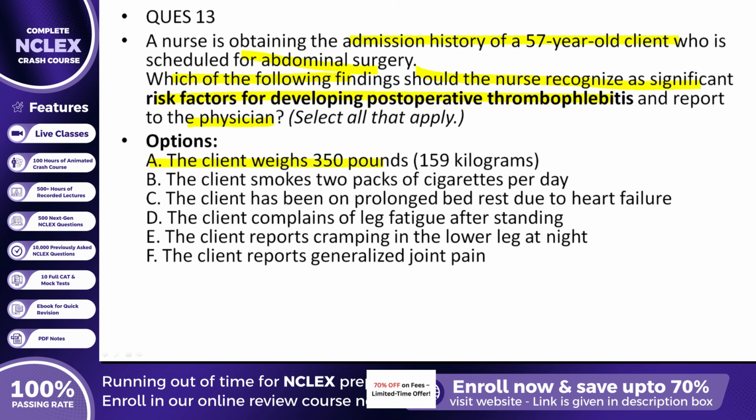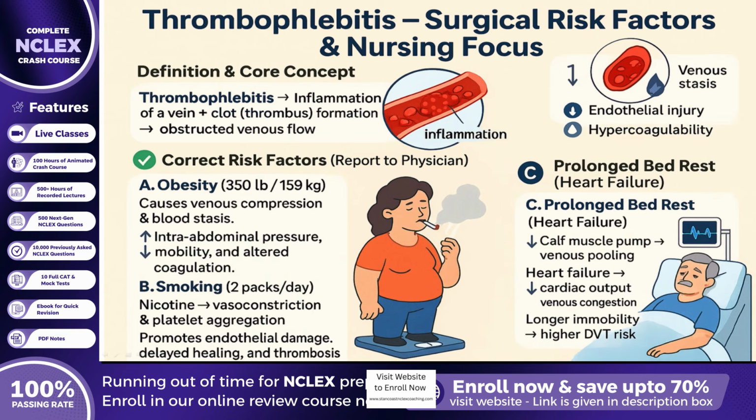Now, let us explore the reasoning behind these correct answers in depth. Thrombophlebitis refers to an inflammatory condition of a vein accompanied by thrombus, or clot, formation that partially or completely blocks venous blood flow. It is most frequently seen in the deep veins of the lower extremities and is a major post-operative concern due to the combined effects of venous stasis, endothelial injury, and hypercoagulability, collectively known as Virchow's triad. Factors such as surgical stress, anesthesia, and immobility heighten these risks, making early recognition and prevention absolutely crucial.